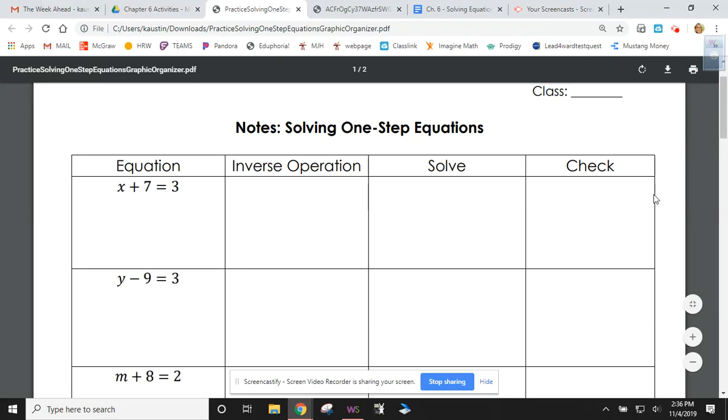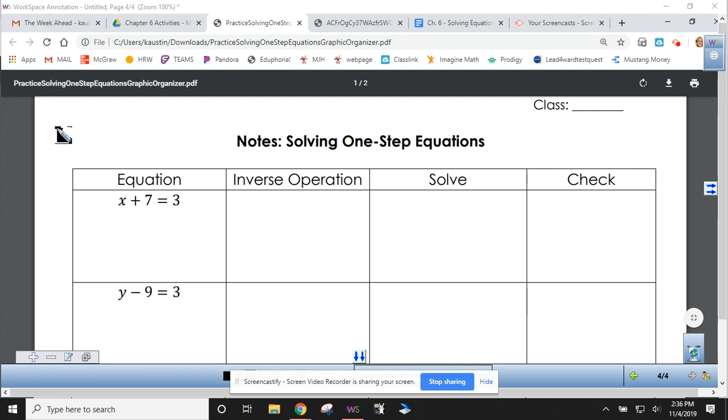Today we're going to take some notes on solving one-step equations. So at this point you should have this glued in your journal already. We are on page 39 in your journal.